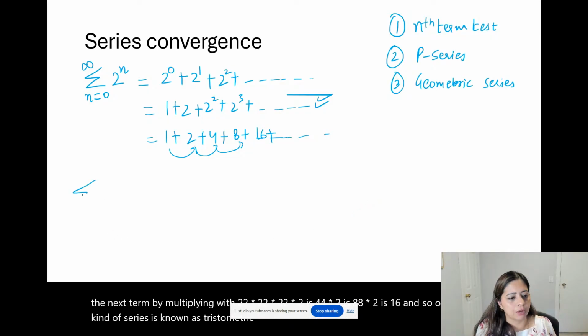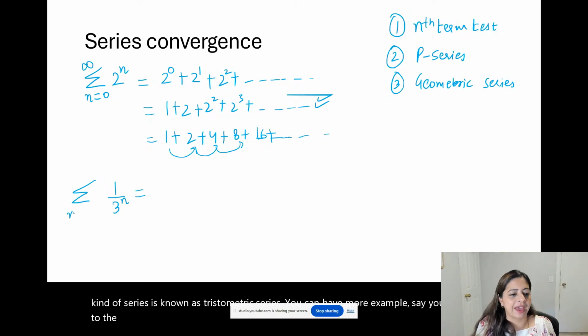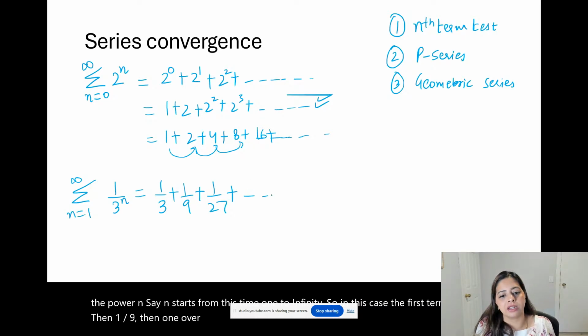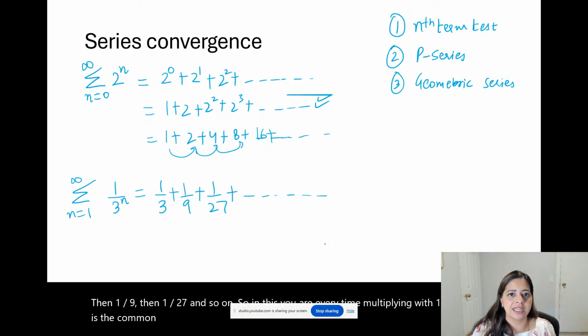You can have more examples. Say you have 1 over 3 to the power n, and say n starts this time from 1 to infinity. In this case, the first term is 1 over 3, then 1 over 9, then 1 over 27, and so on. So in this, you are every time multiplying with 1 over 3. So 1 over 3 is the common multiplier. So these series are known as geometric series, right?